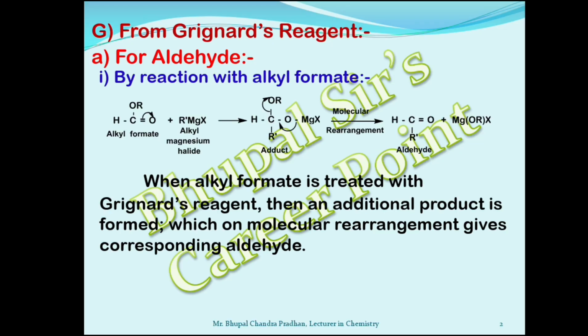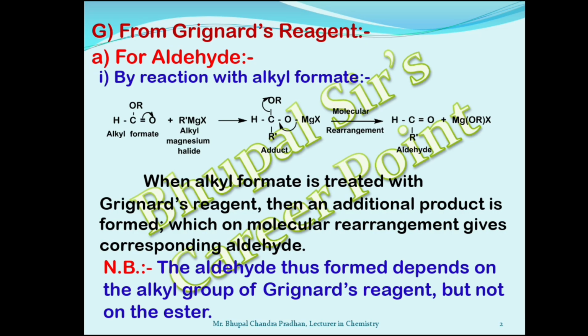So, in statement, what we have to write down: when alkyl formate is treated with Grignard reagent, then an additional product or adduct is formed, which on molecular rearrangement gives corresponding aldehyde. Noted below, the aldehyde thus formed depends on the alkyl group of the Grignard reagent, but not on the ester.